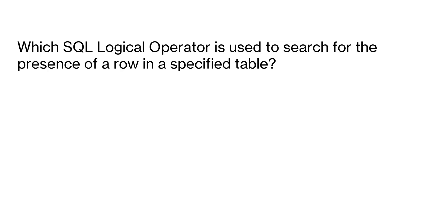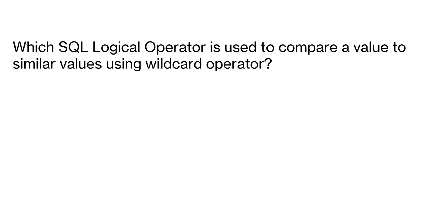Which SQL logical operator is used to search for the presence of a row in a specified table? So you're just looking to see if this row exists at all. Is this row present? For that, you're going to use exists. Which logical operator is used to compare a value to similar values using a wildcard operator? So a wildcard means it doesn't have the exact value, but has a value that is like that value. So wildcard, think like. Does the patient have blue eyes or anything like that, such as green eyes, hazel eyes, gray eyes? So that's where you would want to use like.